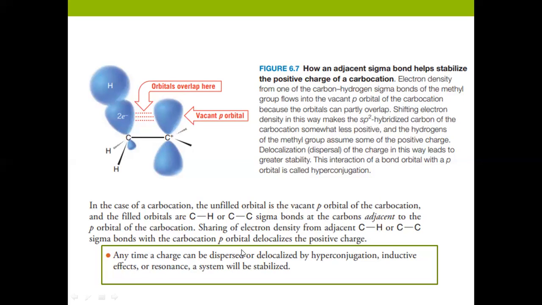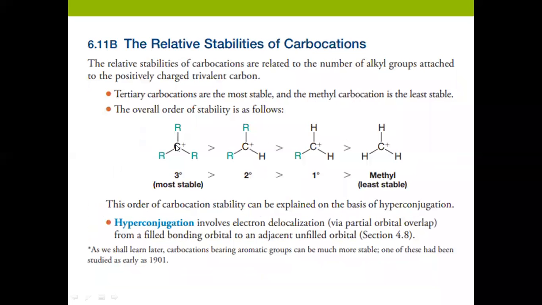So here, this C-H or C-C bond would disperse the positive charge that is carried by the carbocation, because it will have a partial sideways overlap with the vacant orbital. So the charge is dispersed, and that is one way of stabilizing the positive charge on your carbocation. This is hyperconjugation.